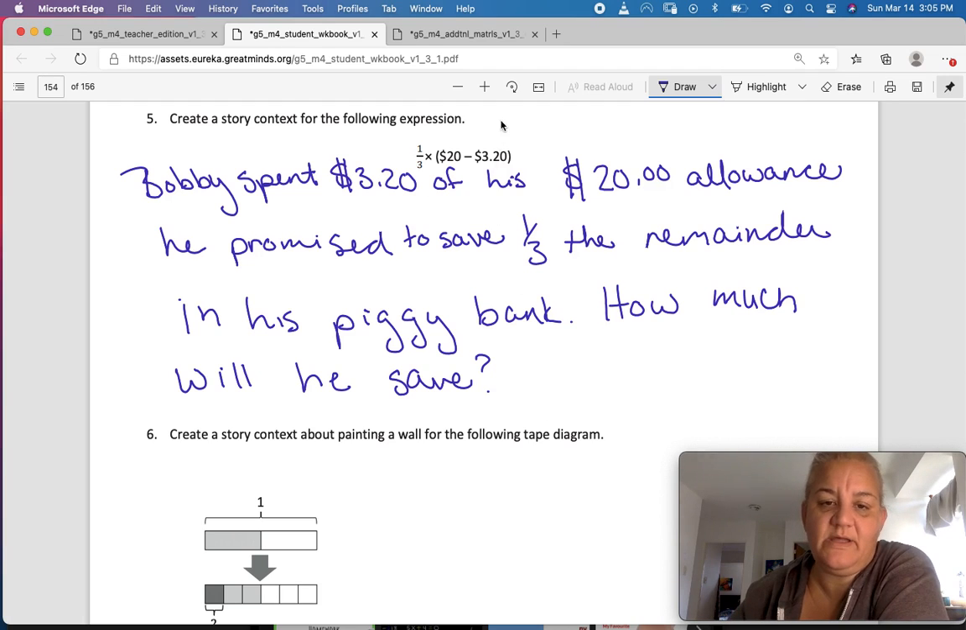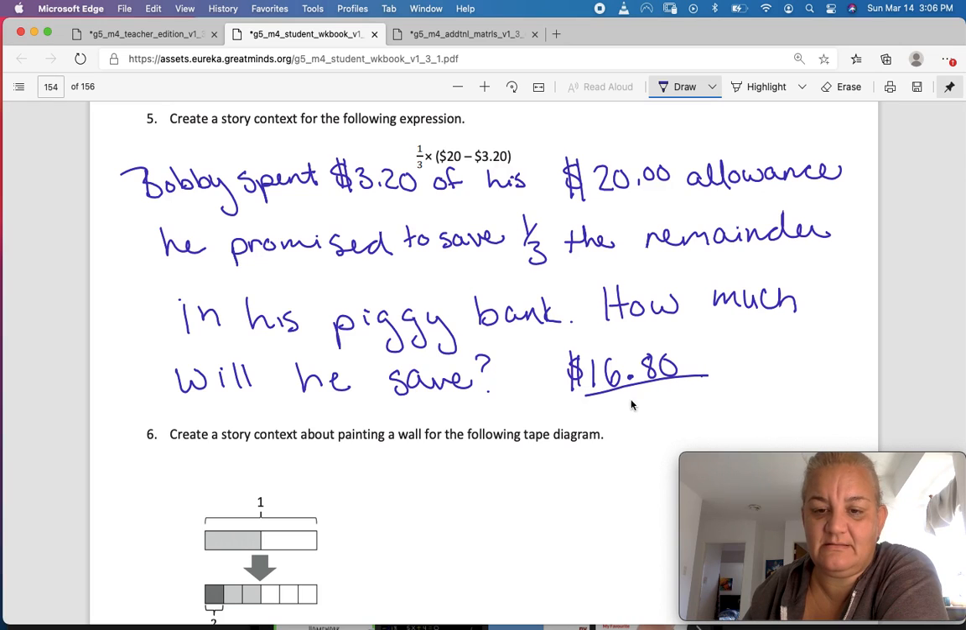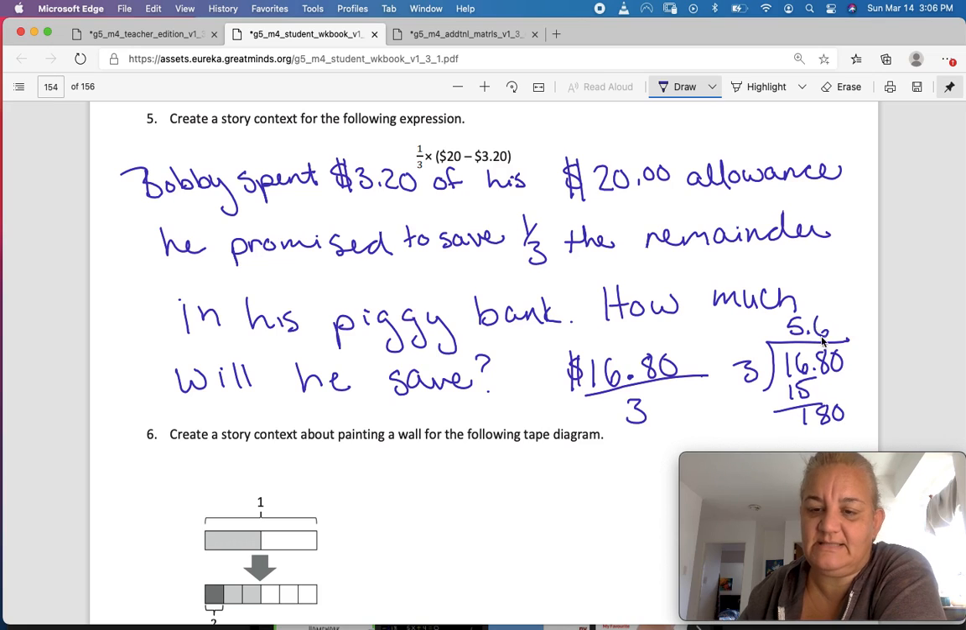Now we can solve that if you want. 20 minus 3 2/10, or $3.20, would be 80 cents plus 16, right? And then 1/3 of that would be 16 and 80 divided by 3 would be 5. It's 15 and 180 would be 6. $5.60. So how much is he going to save in his piggy bank?